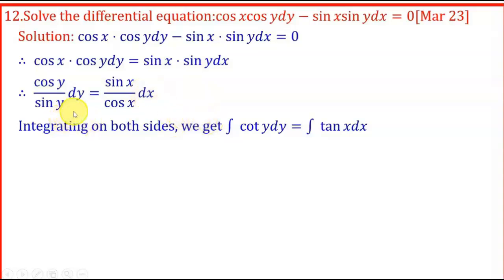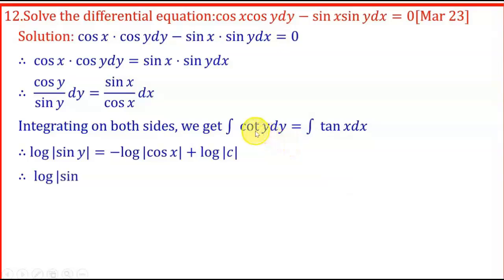Okay. Therefore you will have cos of y upon sin of y into dy, shifting the sin y to the left hand side and the cos x to the right hand side. What is cos of y upon sin y? You will have the integral of cot of y. Sin x upon cos x, you will have tan x. Integrating on both sides, the integral of cot y is nothing but log of sin y. The integral of tan x is minus log of cos x.